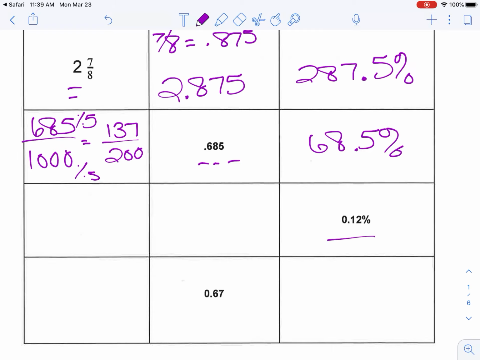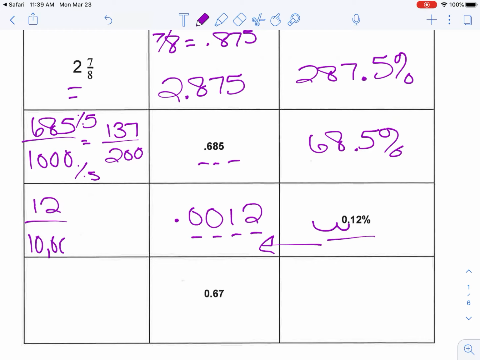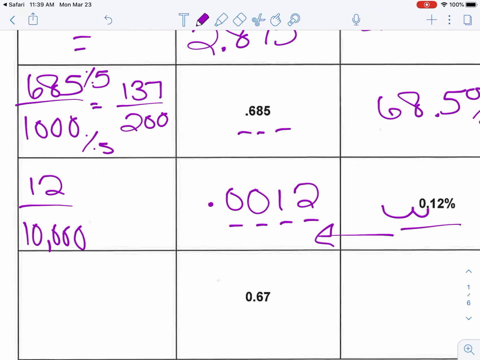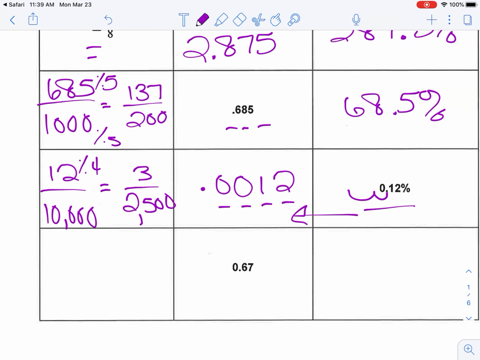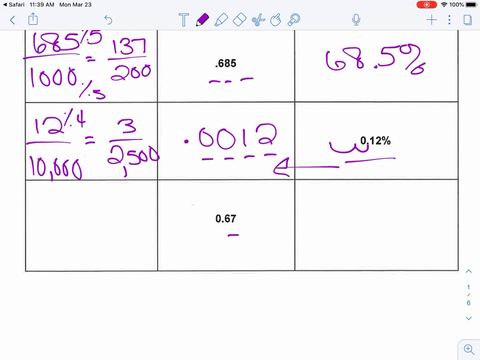Again, use your calculator. This one, 0.12%. That is really small. It's 0.12%, okay? To go back over to a decimal, we can move it twice to the left now to get 0.0012. Tenths, hundredths, thousandths, ten thousandths. That says 12 ten thousandths. We can divide by 4 as our greatest common factor to get 3 over 2,500. Very small.